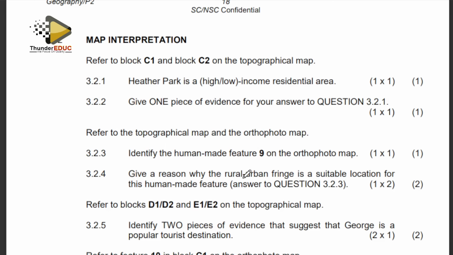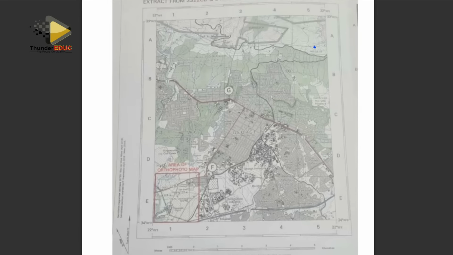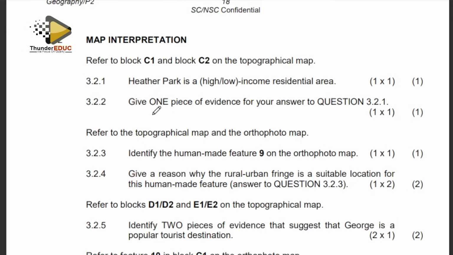We go to 3.2, which is now interpretation of the map. Refer to block C1 and C2 on the topographic map. I'll try to go there and see if it's visible. C1 and C2, I'll try to see if I can see. The first question says, Heather Park is a high or low income residential area.